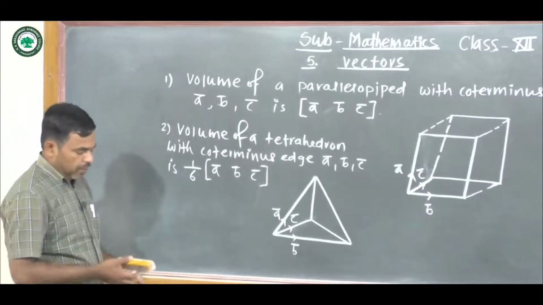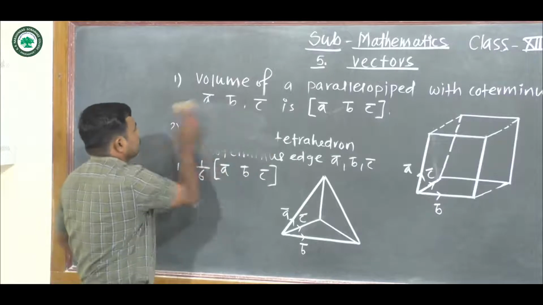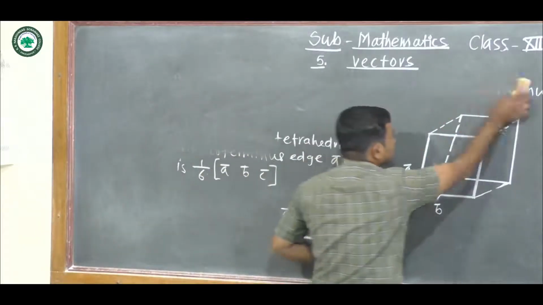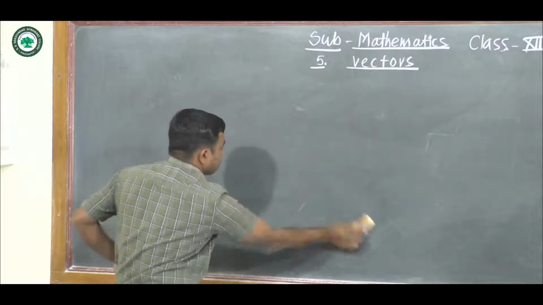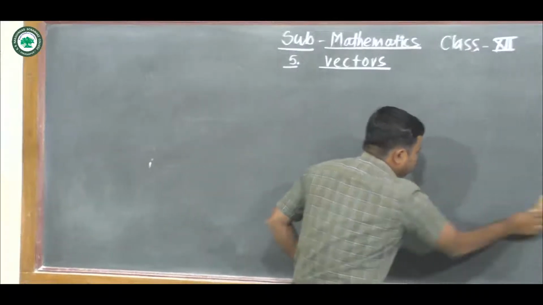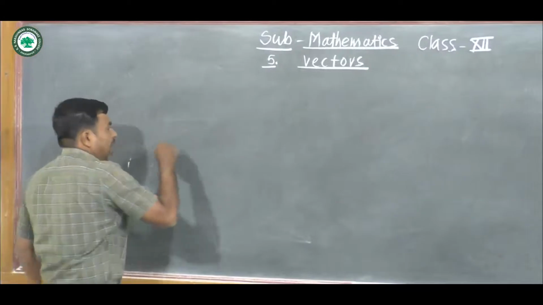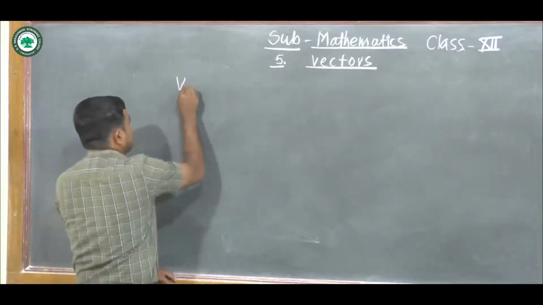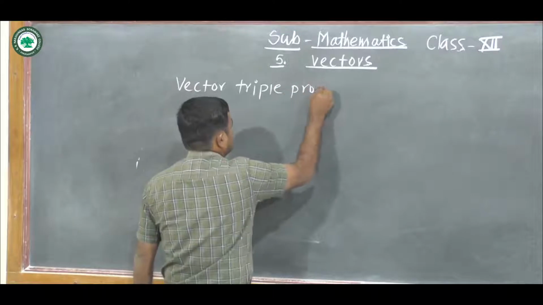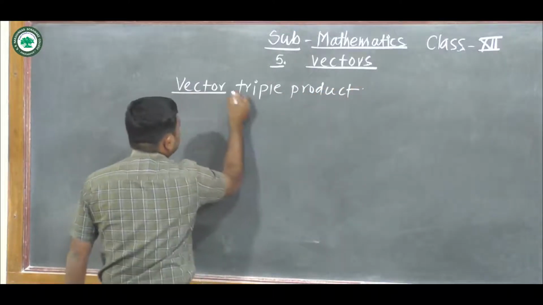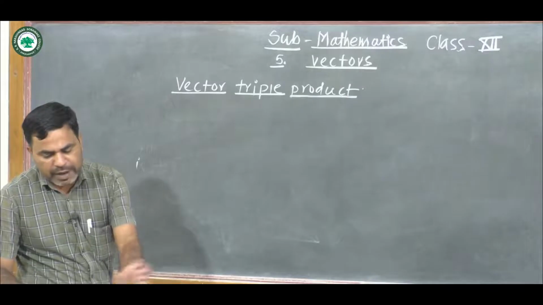So these are the two formulae, volume of a parallelepiped and volume of a tetrahedron. Next, the new concept which is newly included in our syllabus, that is vector triple product. Vector triple product of three vectors.